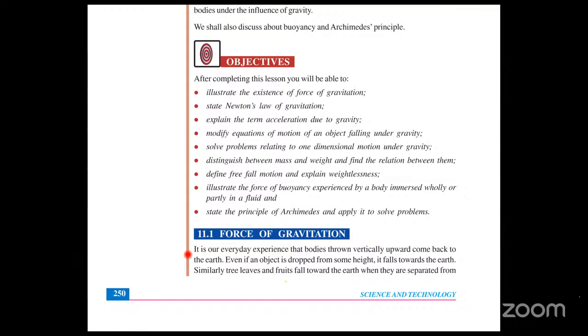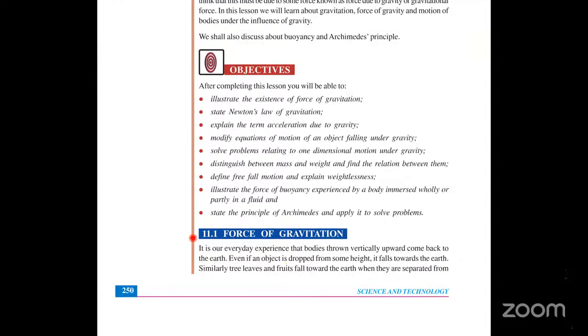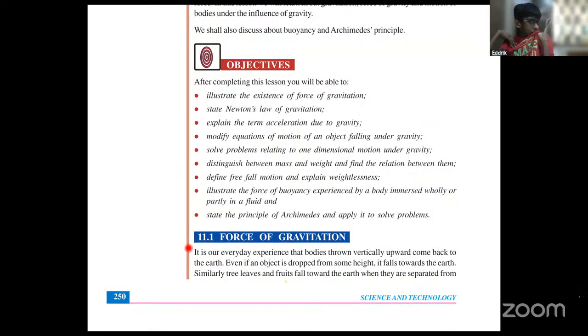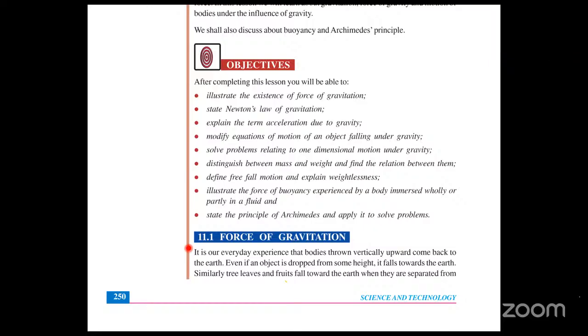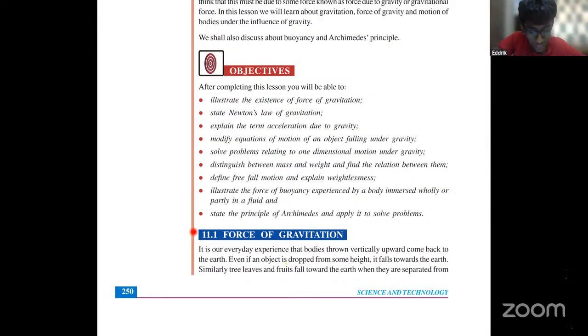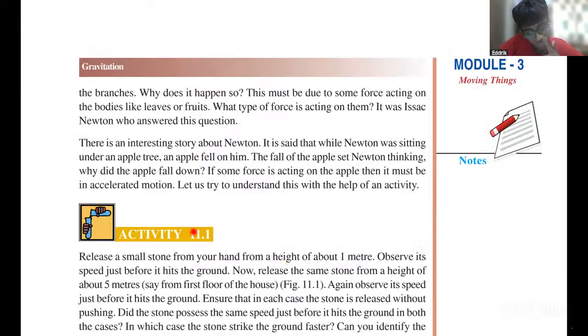Yeah, read this part. Force of gravitation. Who? You. Me? Yeah. It is our everyday experience that a body thrown vertically upward comes back to the earth. Even if an object is dropped from some height, it falls towards the earth. Similarly, tree leaves and fruits fall toward the earth when they are separated from the branches. Why does it happen so? This must be due to some force acting on bodies like leaves or fruits. So what type of force is acting on them?